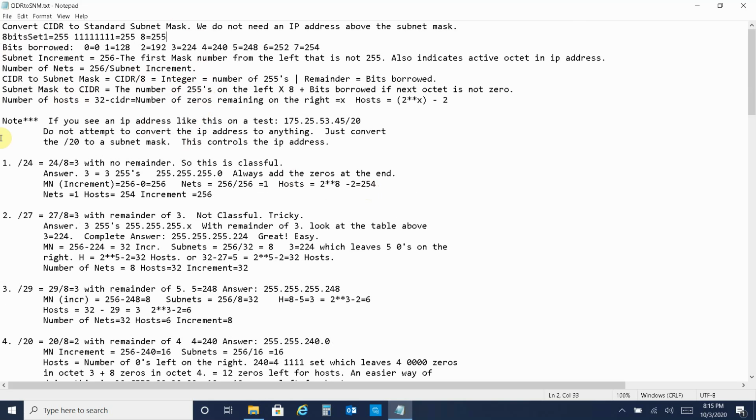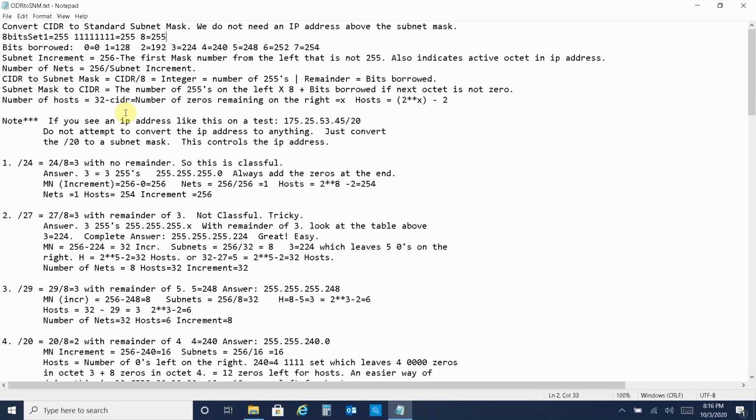Okay? So let's start with this one. And this is the easiest one because this is what most people deal with. It's a classful address. But let's just go ahead and do everything that has to do with these formulas. So /24 is 24 divided by 8. 24 divided by 8 equals 3. So we're going to have 3 255s, and then a 0.